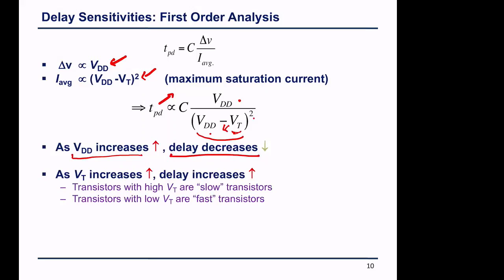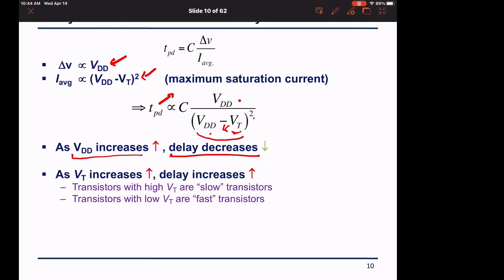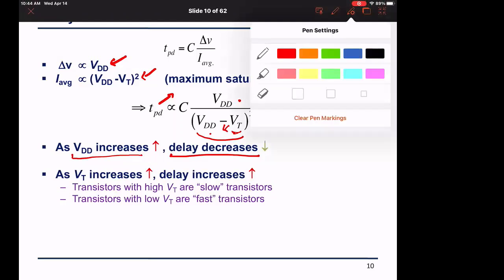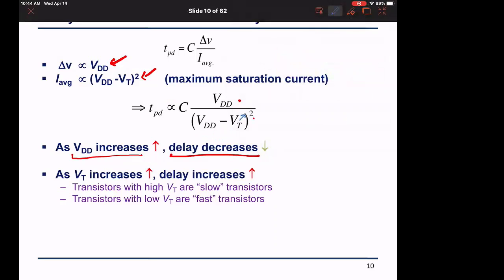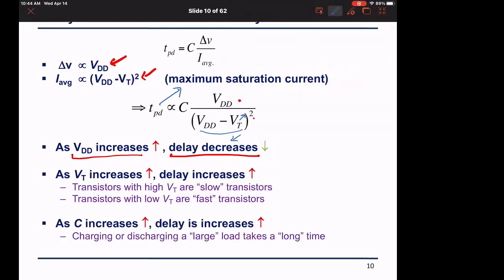So if VT increases, this whole quantity is going to drop and the delay is going to increase. So that is another reason. If VT increases, the device will have less overdrive, right?